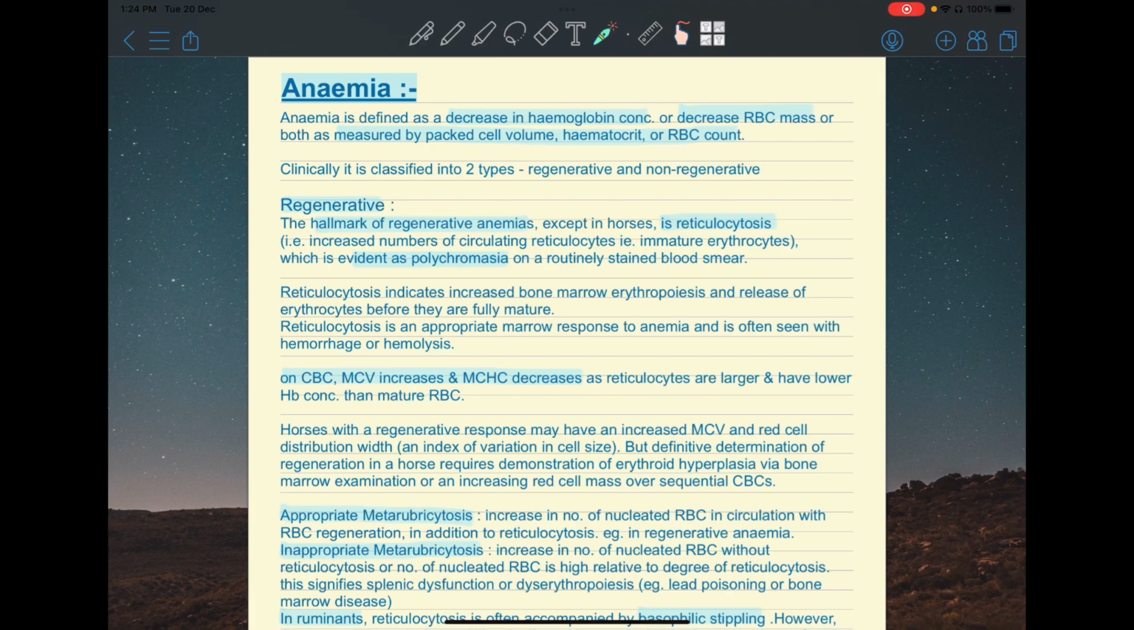The hallmark of regenerative anemia is reticulocytosis, except in the case of horses. So what is reticulocytosis? It is an increase in the number of circulating reticulocytes, which are immature erythrocytes, and it is evident as polychromasia on a routinely Wright-stained blood smear.